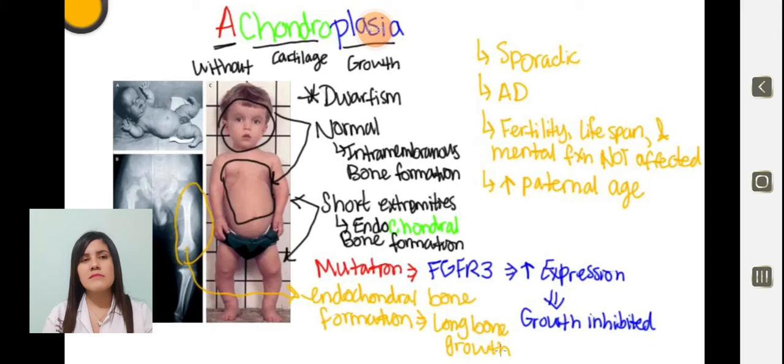In summary, achondroplasia refers to impaired cartilage proliferation that inhibits growth plate and long bone formation, and these individuals end up with short extremities. However, their head and trunk are normal. And the mutation is an overexpression of FGFR receptor 3. It is an overexpression of FGFR3 that leads to inhibition of growth.